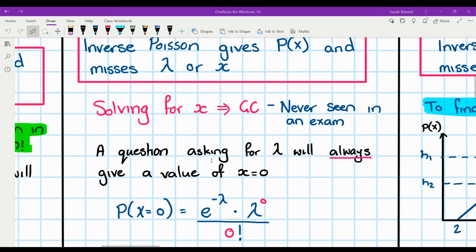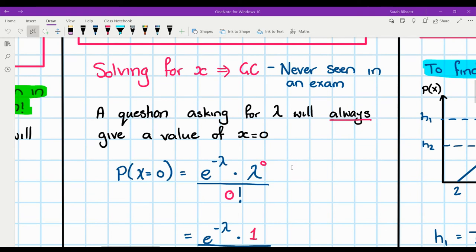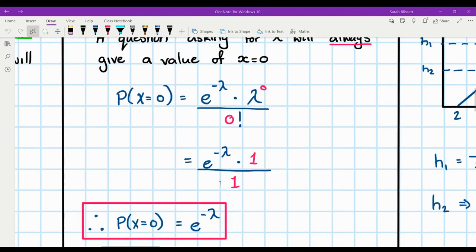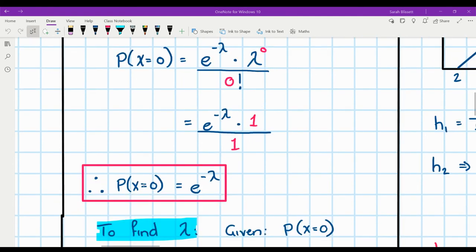A question, therefore, is always asking for lambda and will always give you a value of 0, much like binomial. And what happens to our formula when that happens is that anything to the power of 0, so lambda to the power of 0, is equal to 1, and 0 factorial is also equal to 1. So in essence, when we have the probability of x equaling 0, it is actually equal to the natural number e to the power of negative lambda.